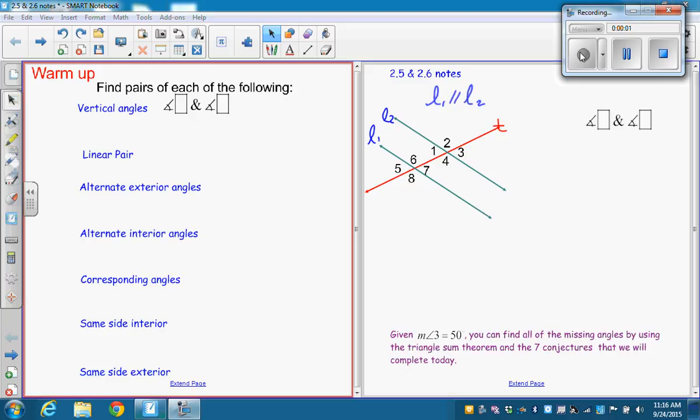This warm-up is just to name all the different pairs that you're familiar with, and then we'll give you the new names of things you're not familiar with. Things that you should know are vertical angles. So Ingrid, give me a pair of vertical angles. 1 and 3. Okay, all right, 1 and 3 is vertical angles.